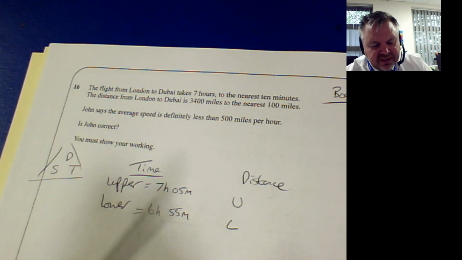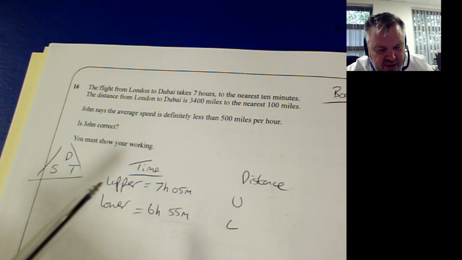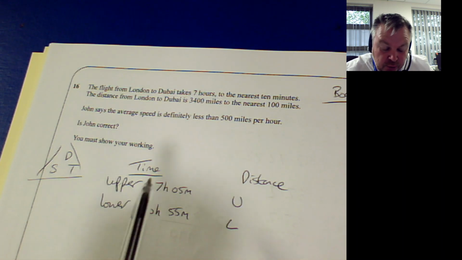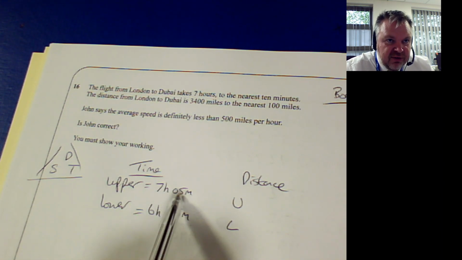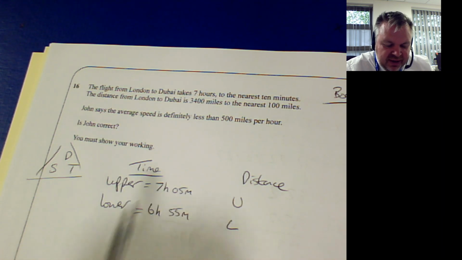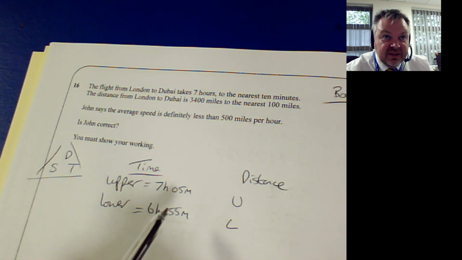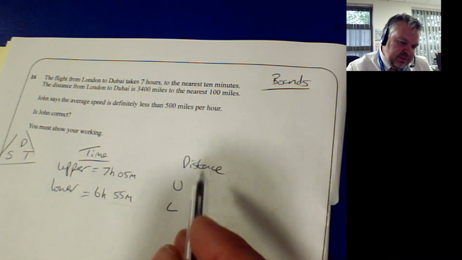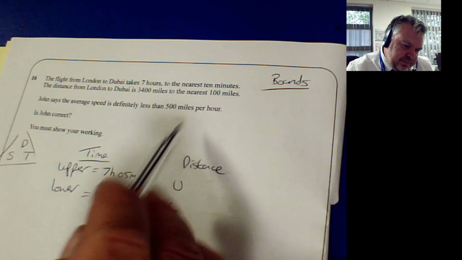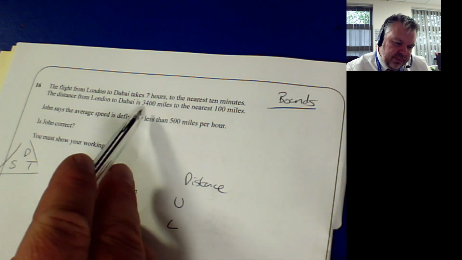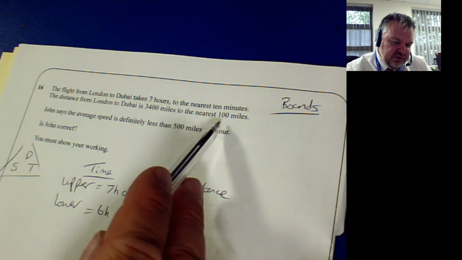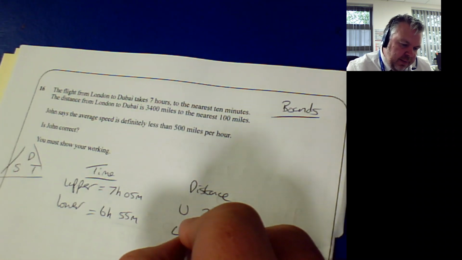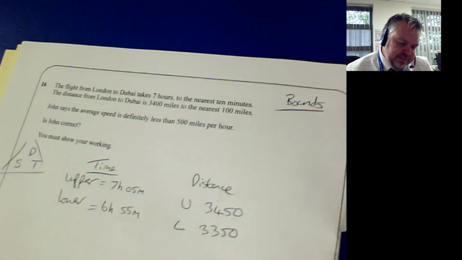There's another reason now when I'm thinking about this question being quite tricky. As soon as you start getting time, it's very easy, and I almost wrote it down myself as 7.05. It absolutely isn't. Remember, time is out of 60s as opposed to decimals being out of 100. Okay, let's do a similar thing with my distance. To the nearest 100 miles. So half my 100 gives me 50. My upper bound 3450. Lower bound 3350.